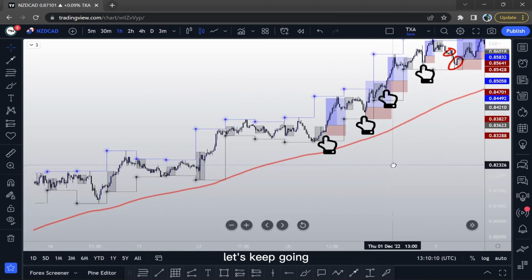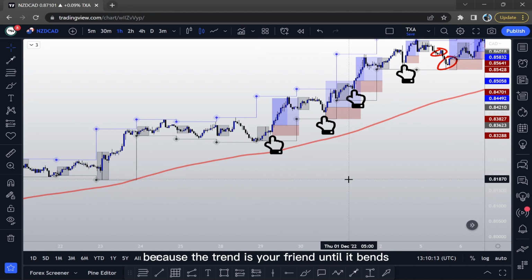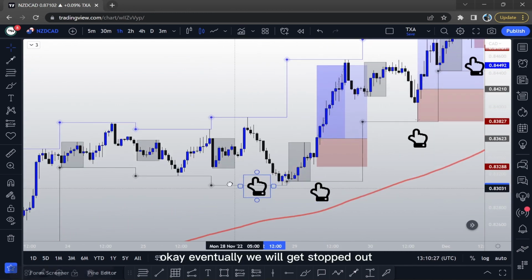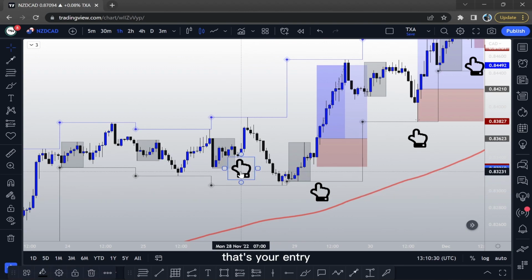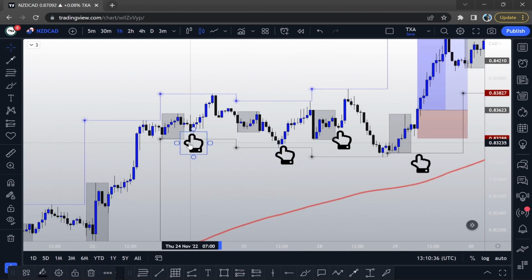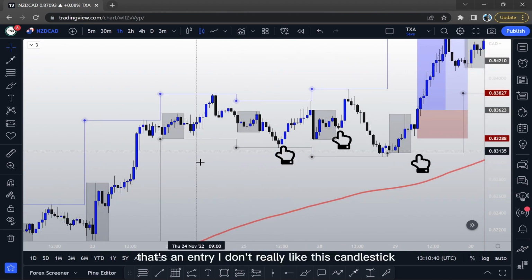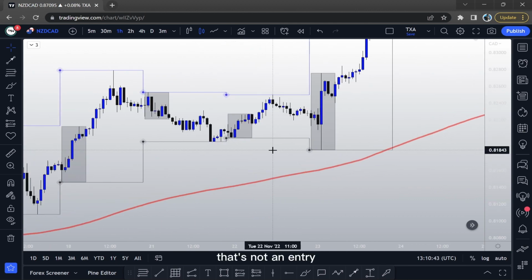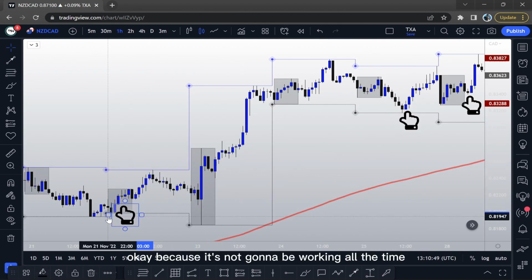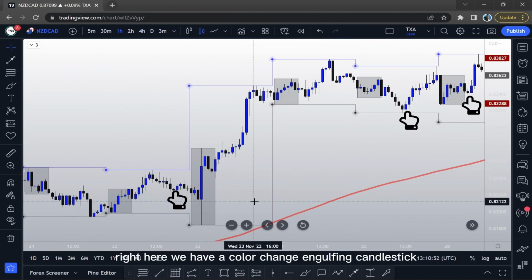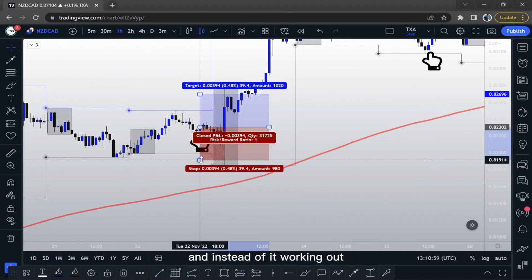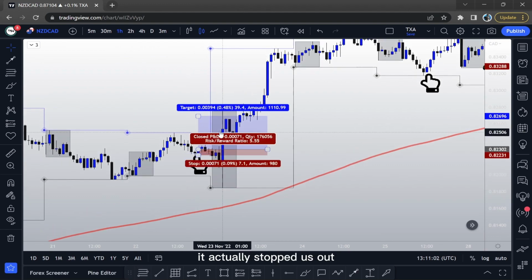Okay, let's keep going. Let's keep going, because the trend is your friend until it bends. We need to find the situation where we actually get stopped out. Okay, eventually we will get stopped out. That's your entry. That's your entry. That's an entry. I don't really like this candlestick. That's not an entry. Finally, we have a situation where we get stopped out. Okay, because it's not going to be working all the time. Right here, we have a color change engulfing candlestick, and instead of it working out, it actually stopped us out.